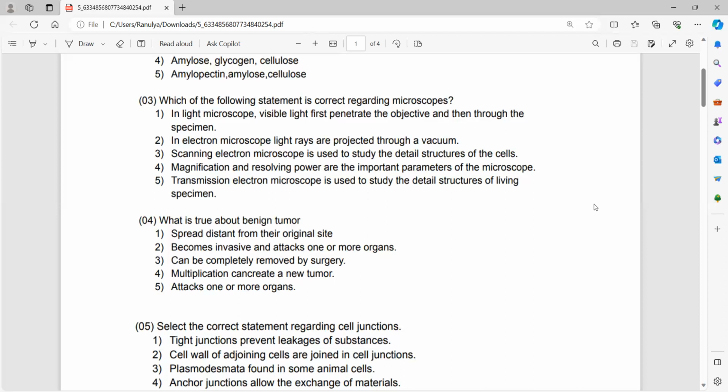Now, in a benign tumor, what happened? The abnormal cells remain at the original site, right? And most benign tumors do not cause serious problems. And they can be cured because we can remove that benign tumor by surgery. So the answer should be the third answer.